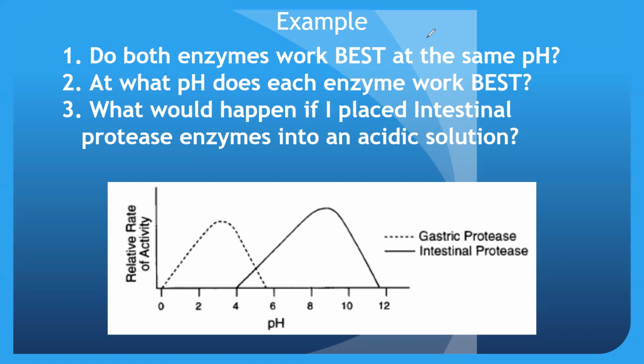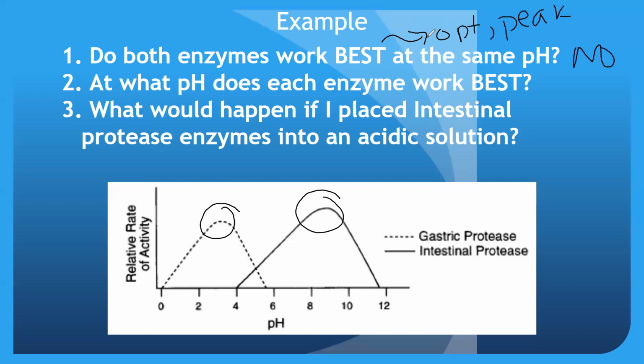So do both enzymes work best at the same pH? How do we know whether an enzyme works best? What do we look for? Right, we look for the optimum or the peak. So if we're looking for the peak, do both enzymes work best at the same pH? Do both enzymes have the same peak? No, both enzymes do not have the same peak. So that means that these two different enzymes work best at different places or at different pHs.